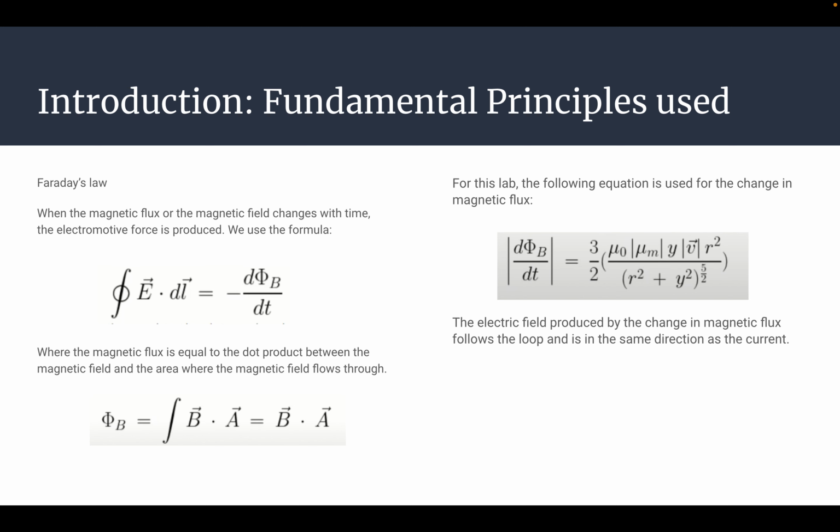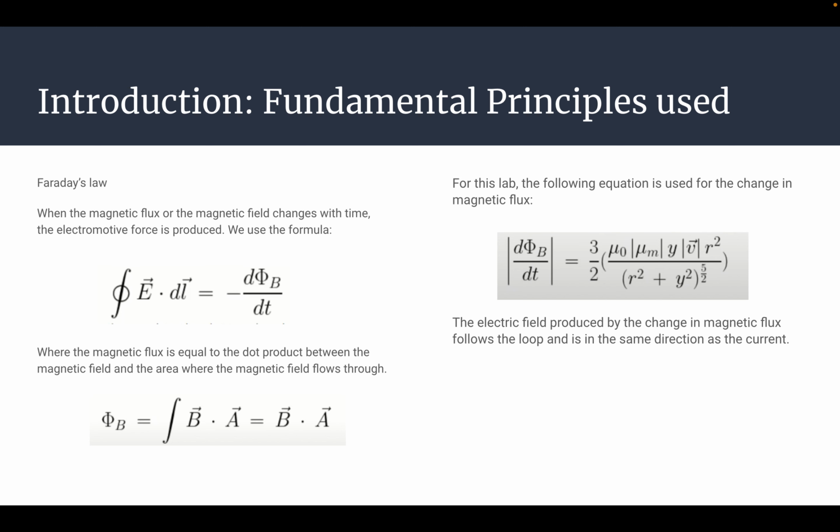One of the fundamental principles used is Faraday's law. When the magnetic flux or the magnetic field changes with time, an electromotive force is produced. We use the following formula, where the magnetic flux is equal to the dot product between the magnetic field and the area the magnetic field flows through. For this lab, the following equation is used for the change in magnetic flux.